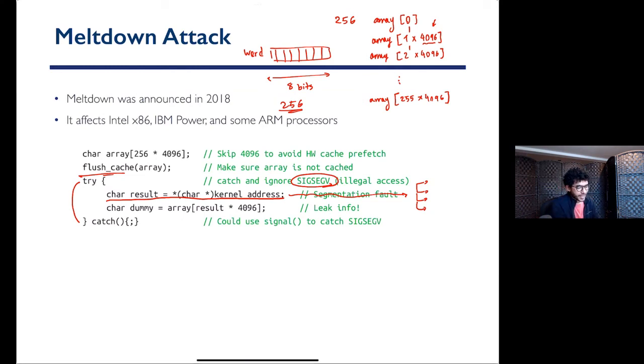Now, the next instruction in line is to read one of these characters. Which one? I'm going to read the result. So whatever was written in the kernel memory, I'm going to pick that and read it. So I'm going to read that address. Obviously, if we had in-order execution, this line should not be executed, because the previous line raises an exception.